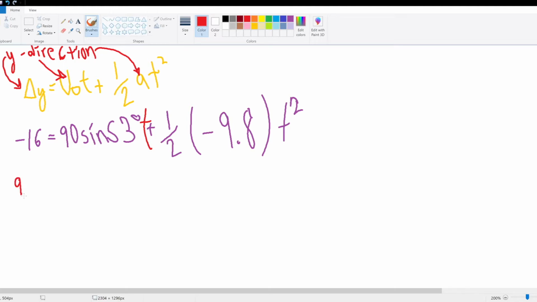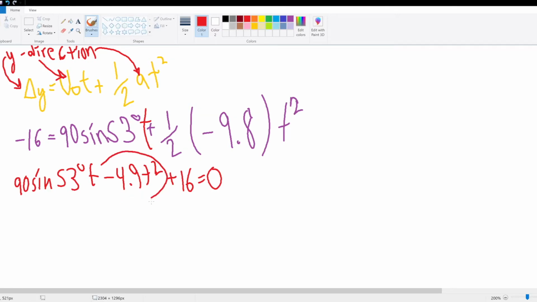So we have 90 sine of 53 degrees times t minus 4.9 t squared plus 16 is equal to 0. Now, how do we rearrange this to put it in a good form? What I mean by that is let's just rearrange it. We're going to switch this term and move it in front of this term, or behind that term, if I should say so.